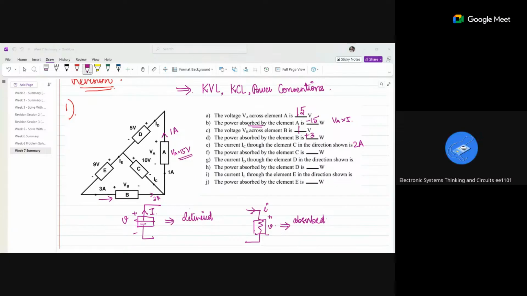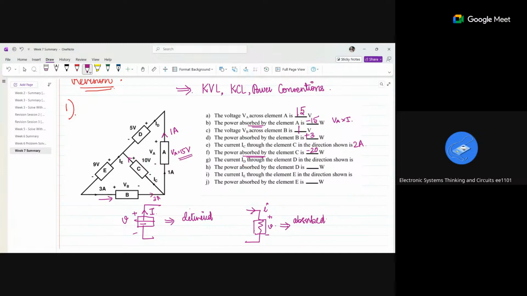What is the direction? Is it absorbed or delivered? See the current, it is entering the negative terminal, so it is coming out of the positive terminal. It is delivered by that C element. So it is minus 20. If the question had asked delivered, I would write plus 20. But in the question they asked absorbed, and it is actually delivering.